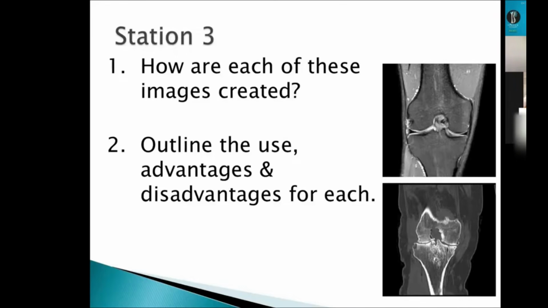Okay, so if we move on, what about the second image? What's that? This is a CT coronal image.